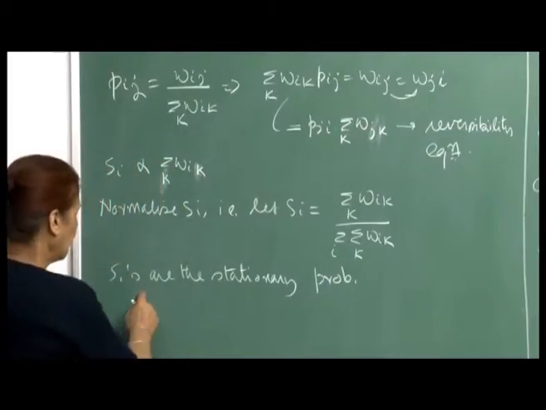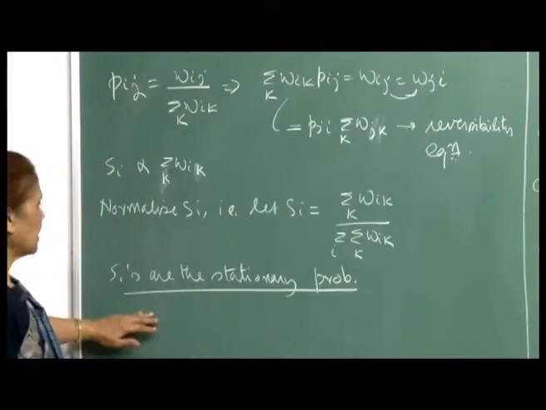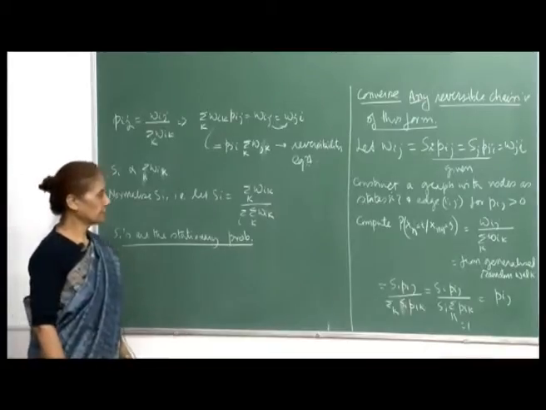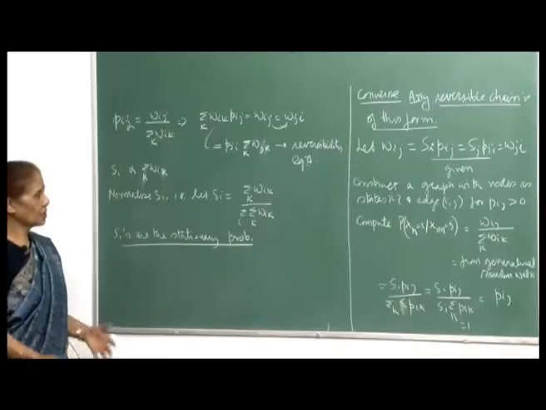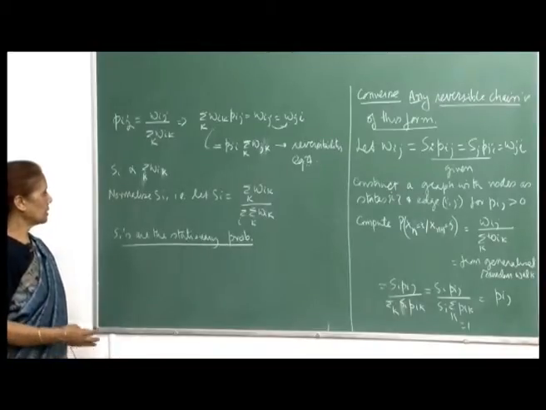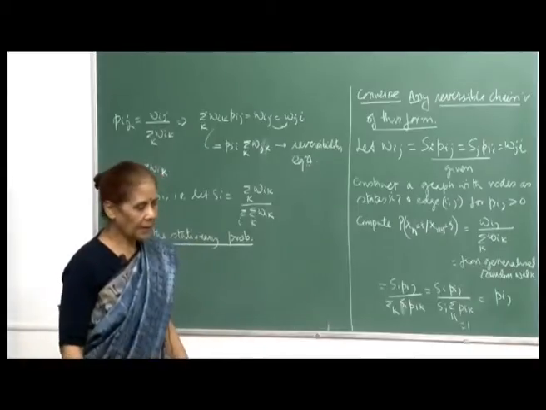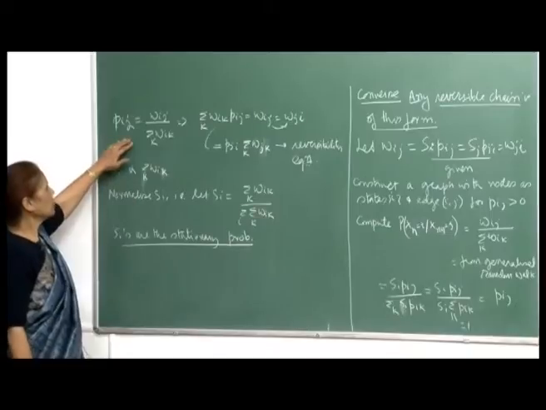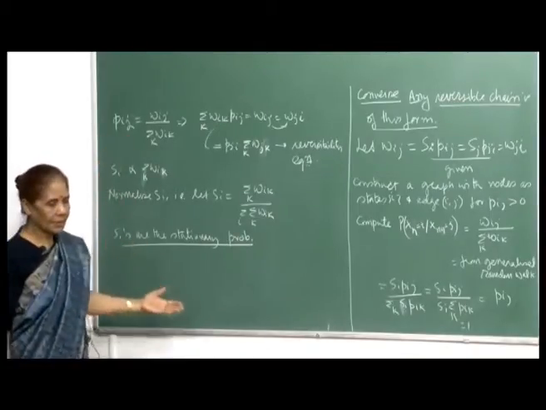And so, therefore, by our result that we proved earlier, the Si's are the stationary probabilities. Essentially the same concepts go through, and you can now take a general case: you can assign any set of weights to the edges, and then define the corresponding transition probabilities, and you will see that this will again be a generalized random walk.